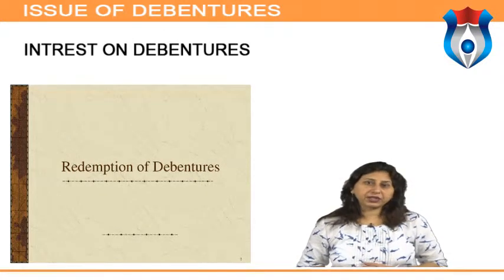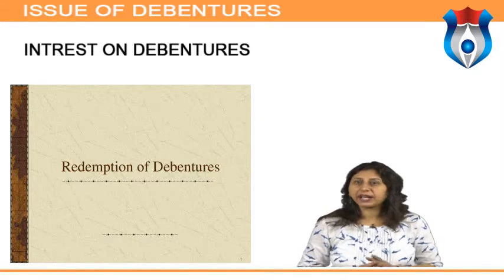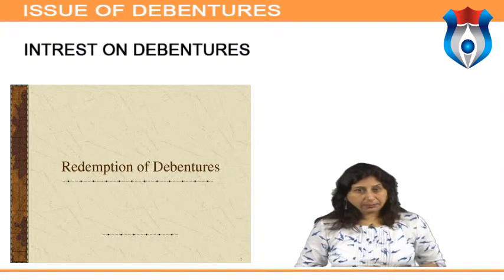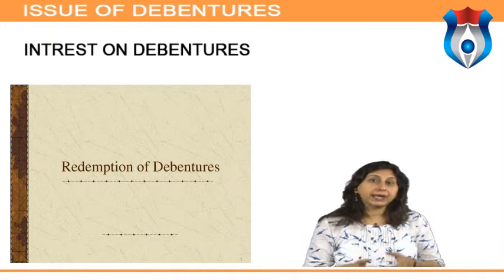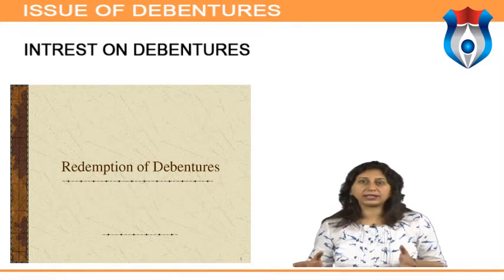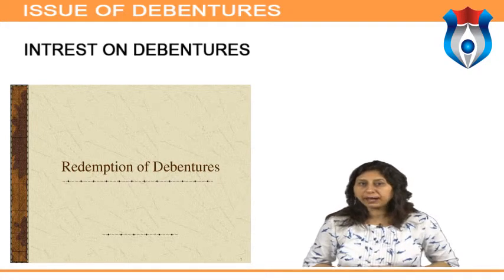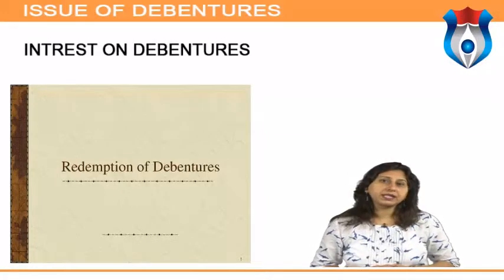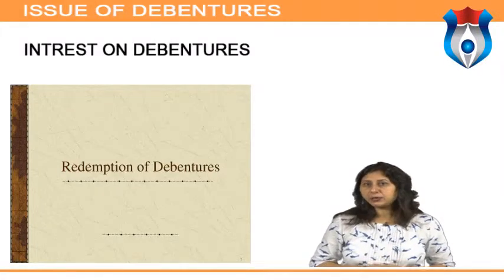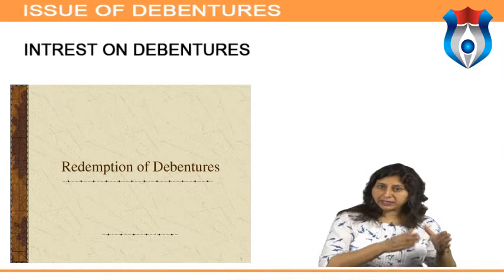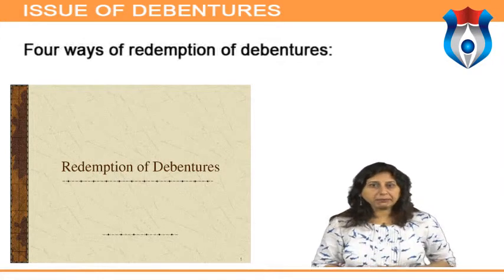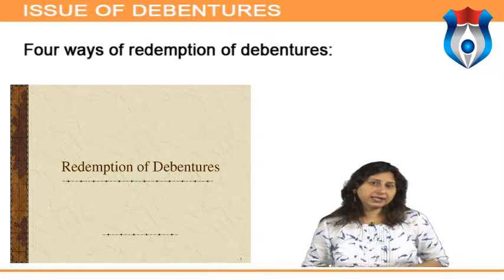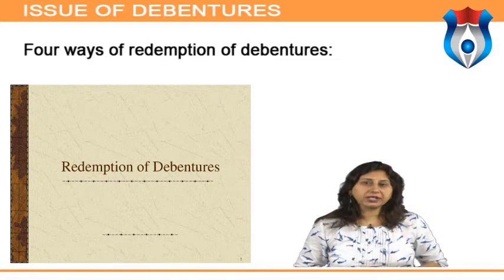Companies generally pay interest on their debentures every 6 months. Redemption of debentures refers to extinguishing or discharging the liability on account of debentures in accordance with the terms of issue. In other words, redemption of debentures means repayment of the amount of debentures by the company. There are 4 ways by which debentures can be redeemed.